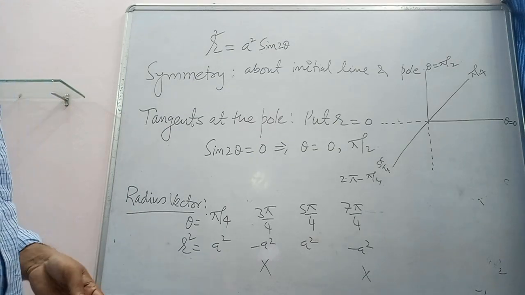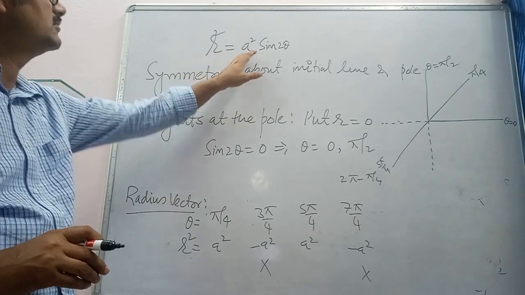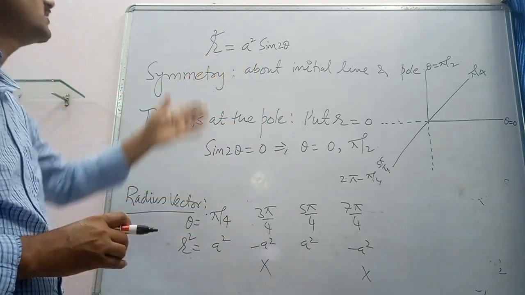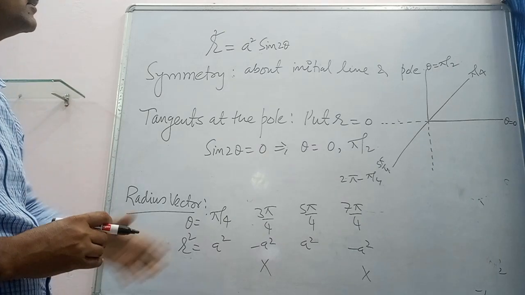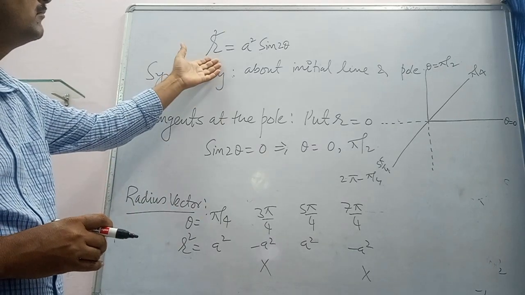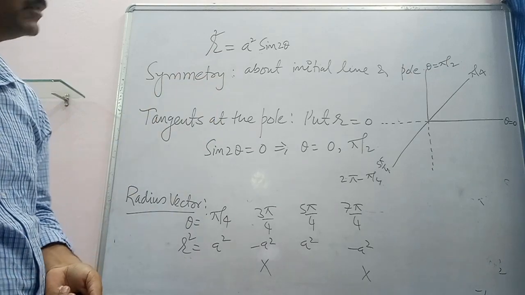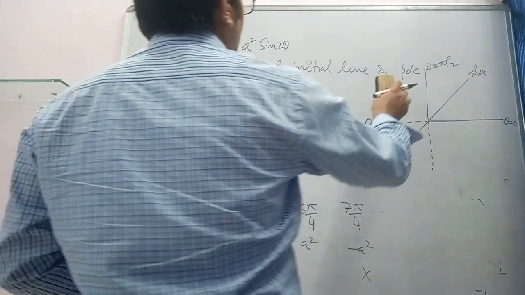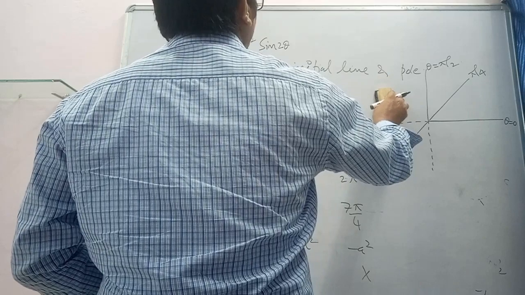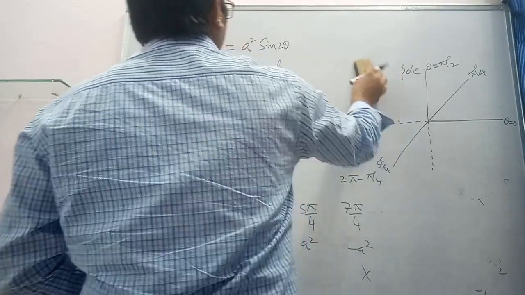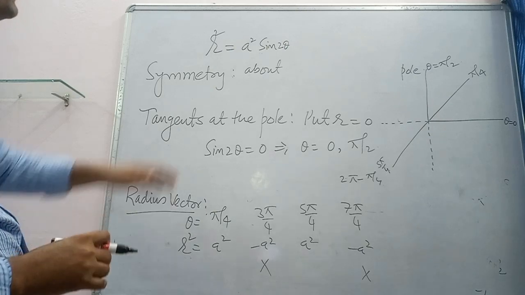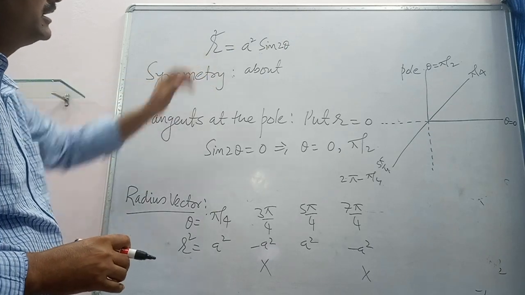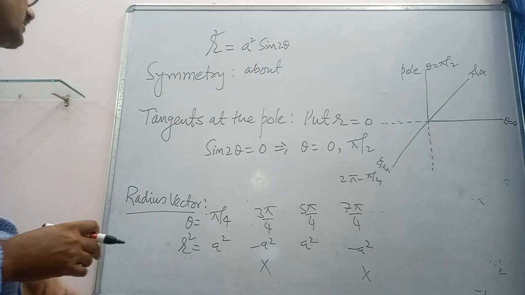So now we have to trace r square is equal to a square sine 2 theta. So this curve has symmetry about the initial line as well as about the pole, because the curve, oh no, it has the symmetry about the pole only, not the initial line, because the curve does not change if we replace r by minus r. So about the pole only.